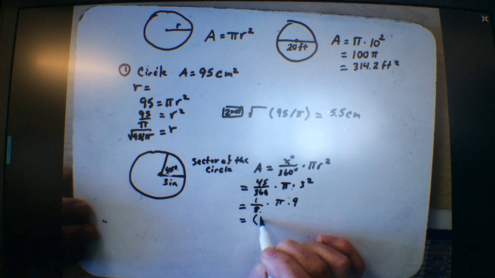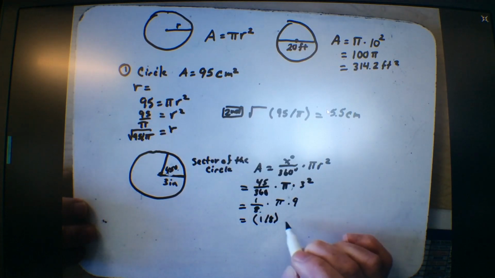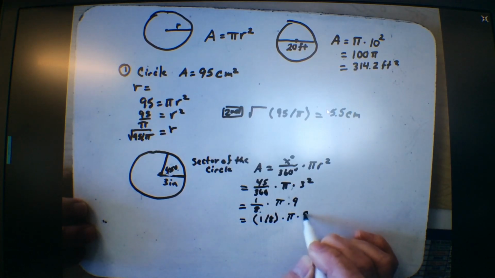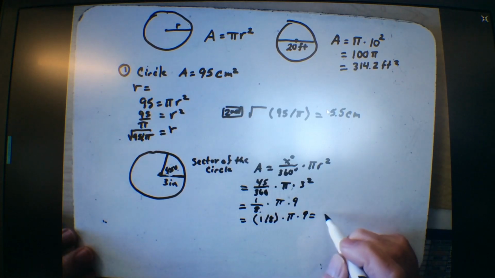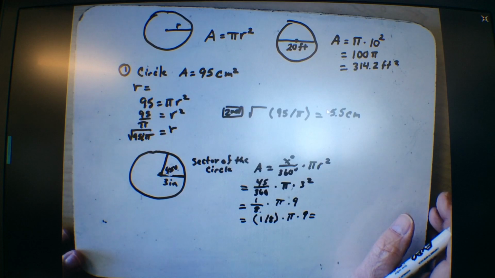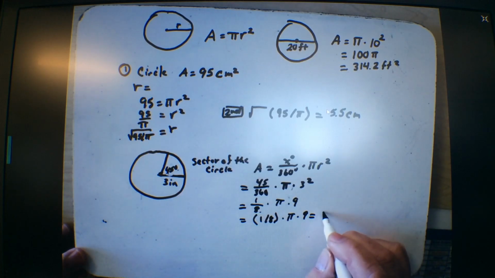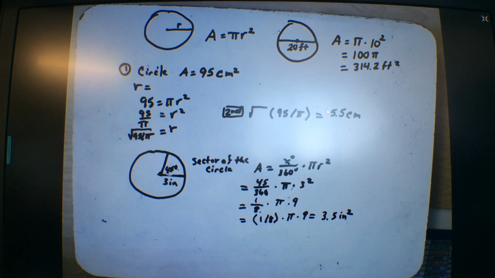So what I would like you to do is take 1 divided by 8 in parentheses, times pi times 9. You can do that in any order you want, but please keep the fraction in parentheses. And tell me what you get. 3.5. How much? 3.5 centimeters squared. Or inches squared. Okay, what was it again? 3.5 inches squared. Okay? That would be 1/8 of the total, wouldn't it?